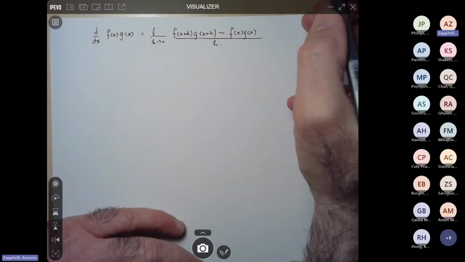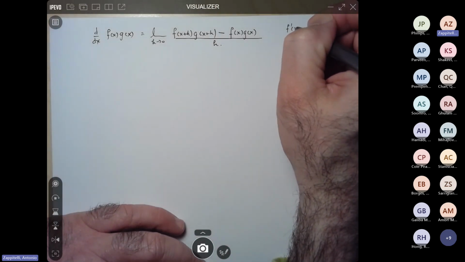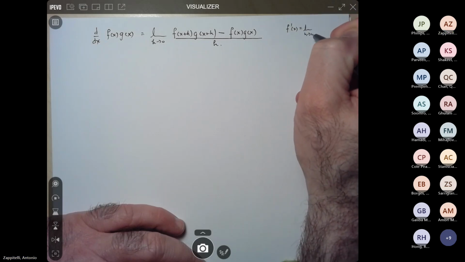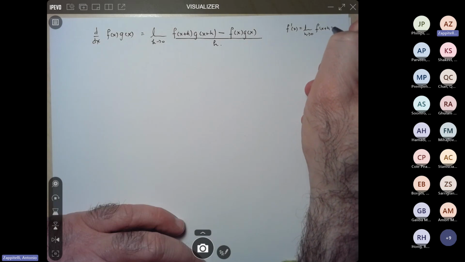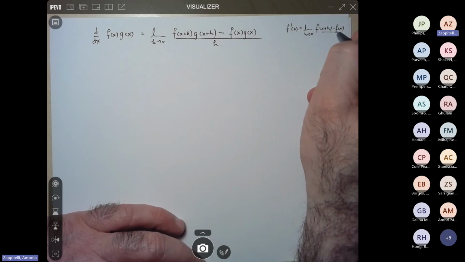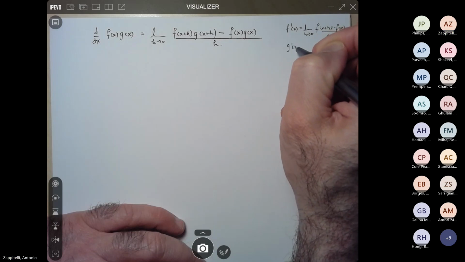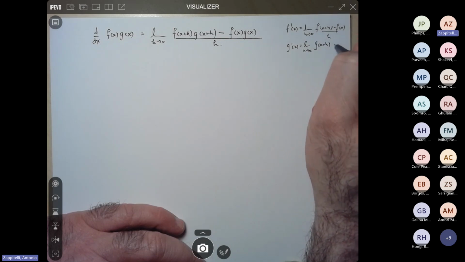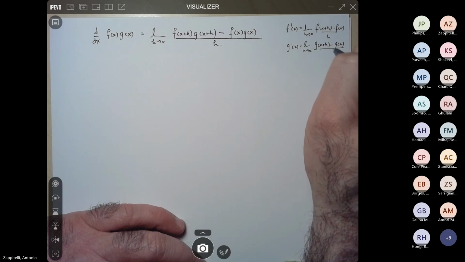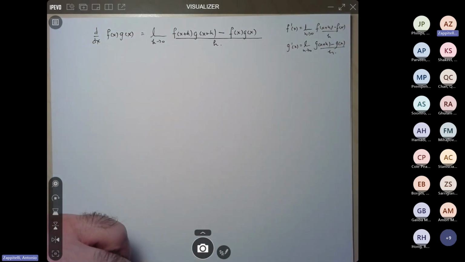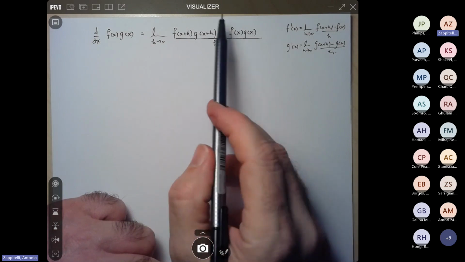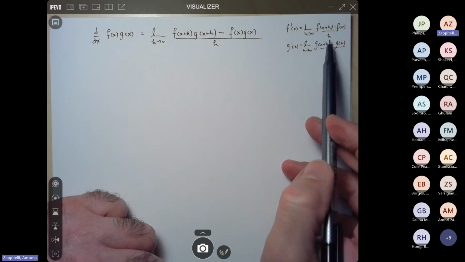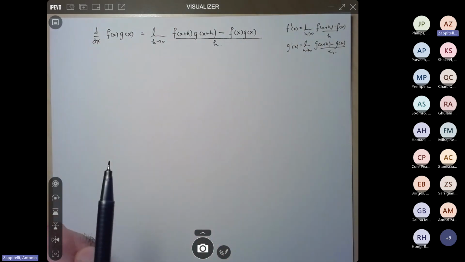Okay. So on the side, I'm going to remind us what the derivative of f at x would look like. It would be the limit as h approaches 0 of f at x plus h minus f at x over h, and then the derivative of g would look like this. The limit as h approaches 0 of g of x plus h minus g of x over h. Okay? So what we need to try to do is manipulate this expression so somehow I can get these expressions to show up there.